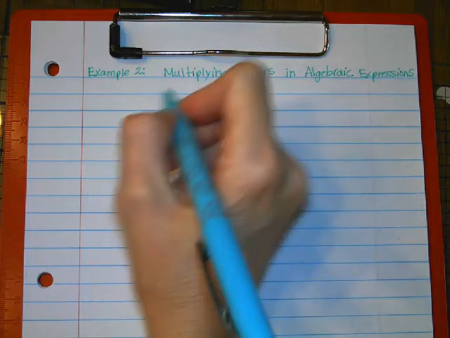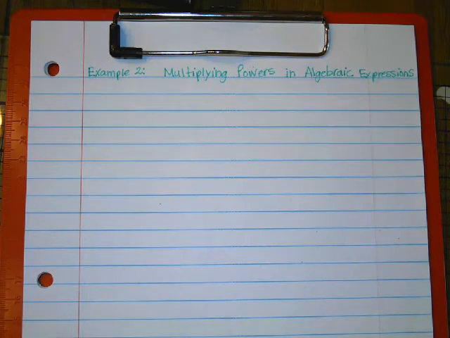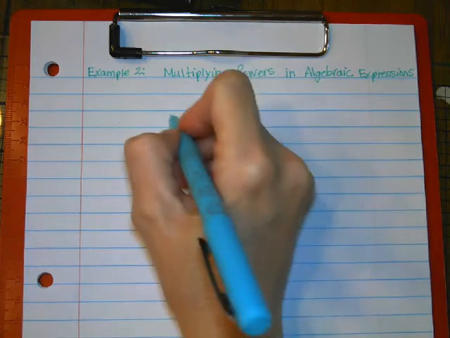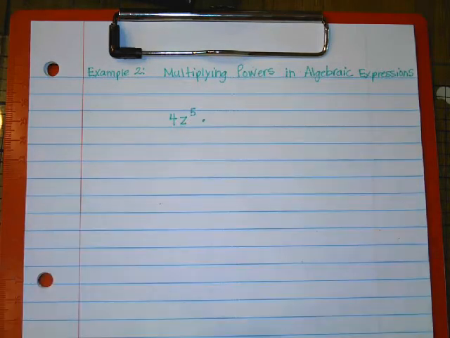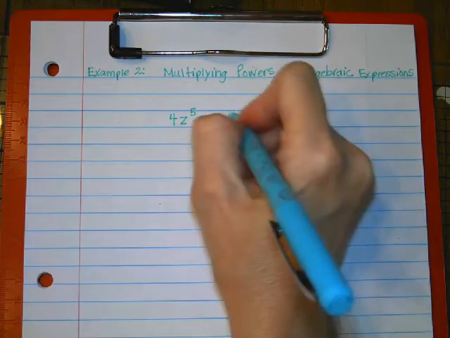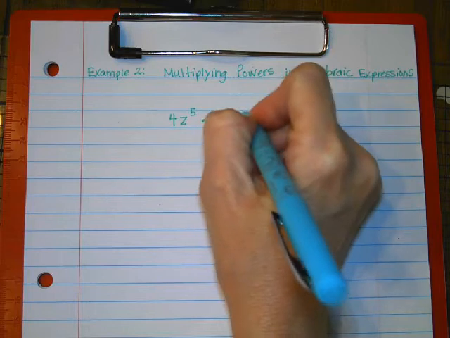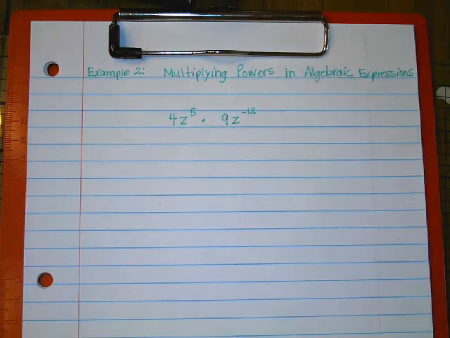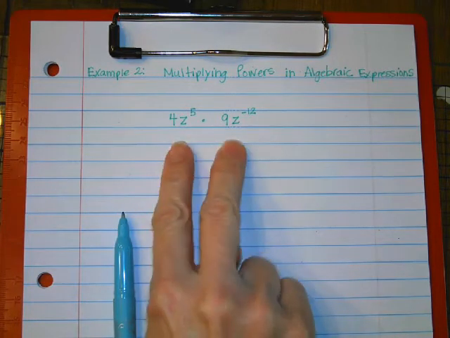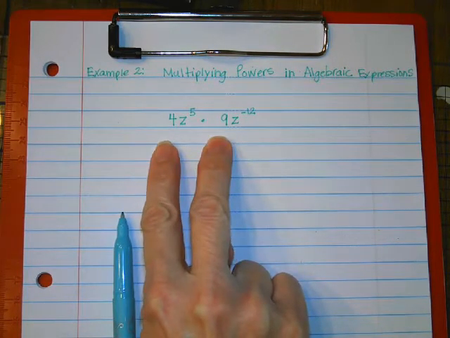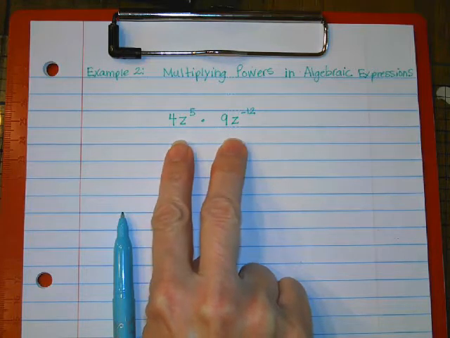So we're going to start out with what we have, our first example, which is 4z to the 5th power times 9z to the negative 12th power. All right. Okay, so what we got here is a combination of numbers and then variables. So we got the numbers, which are coefficients, and then we have our variables.